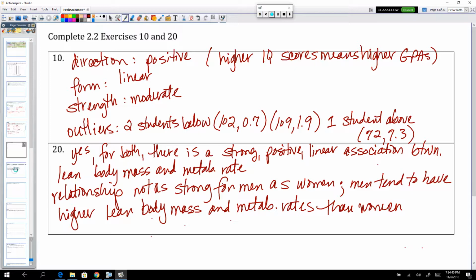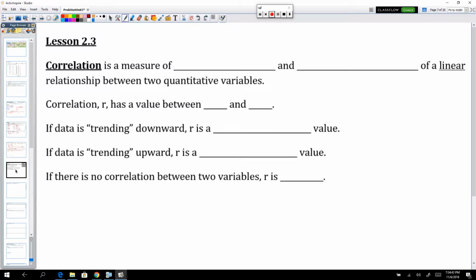Let's move to lesson 2.3 in the book and talk about correlation. Correlation is sort of a shorthand for 2 of those things we talk about. Correlation talks about strength and direction in a linear relationship between 2 quantitative variables. So if we would need to talk about direction, form, strength, and outliers, you could cover the discussion of strength and direction just by addressing correlation. By saying correlation has such and such a value, you are explaining the strength and direction with that value.